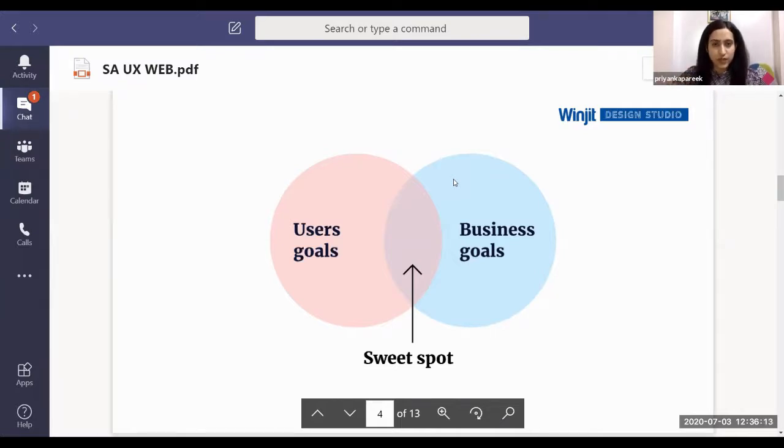So retention rate of your customer is one of the best metrics to measure whether your UX is getting better or not.